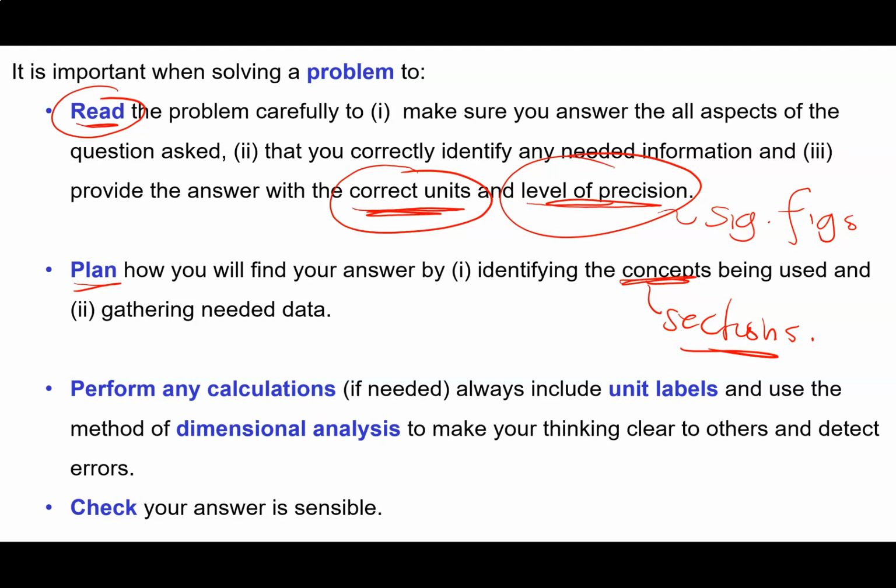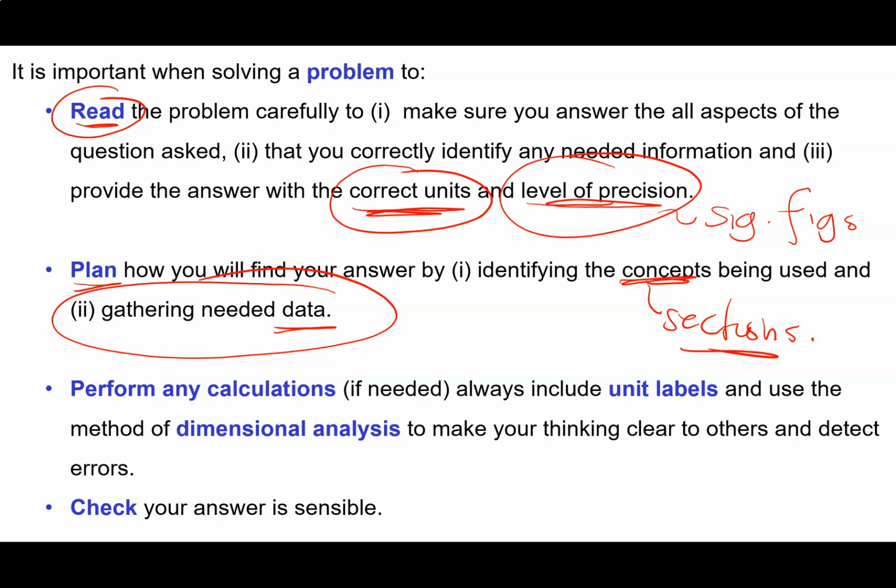So once you identify what you need and you've got a plan for how you're going to tackle the problem, then you get all of your information, you get all your data together. This could be numbers, it could be formulas, those kinds of things. And then you do your calculations.